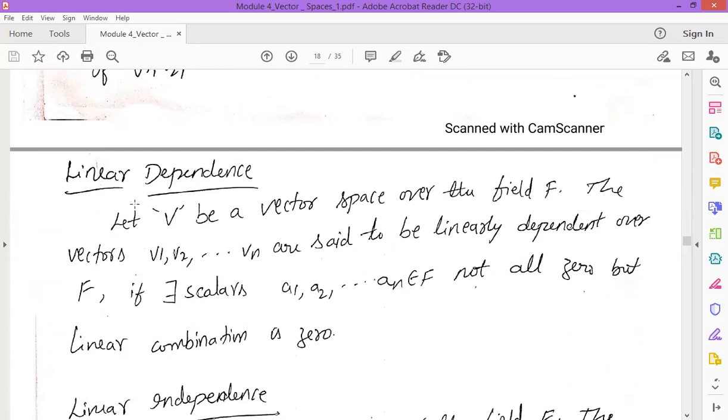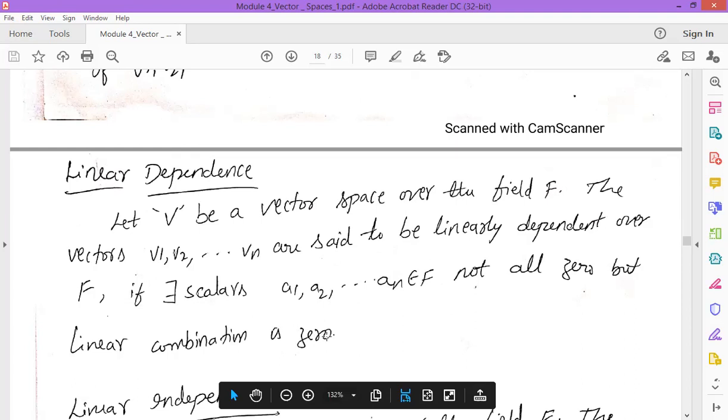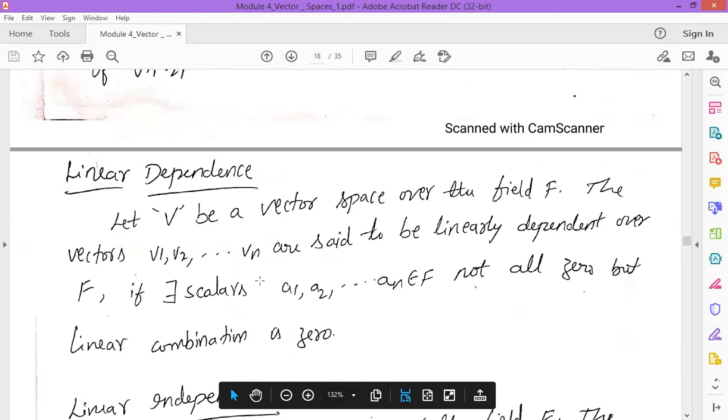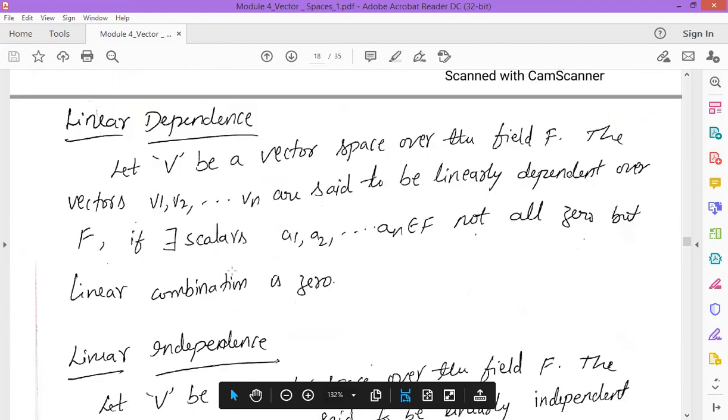In order to define linear dependency, we are once again going to consider the vector space V over the scalar field F. The vectors V1 up to Vn are said to be linearly dependent over the field F if the scalars A1 to An are not all zero, but the linear combination is zero. So whatever scalar constants we consider, they will not all be equal to zero, but the linear combination, that is, a1 v1 plus a2 v2 and so on, the sum of all this, may be equal to zero. Such an equation is said to be linear dependence.